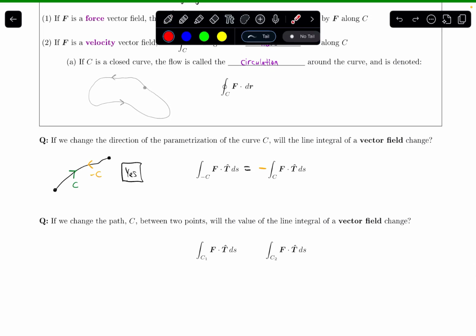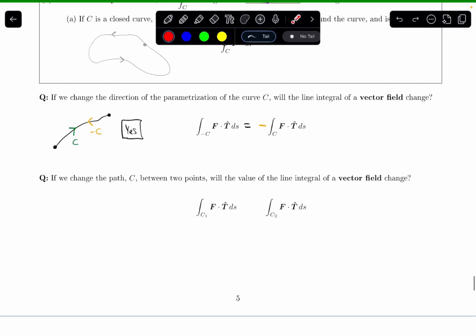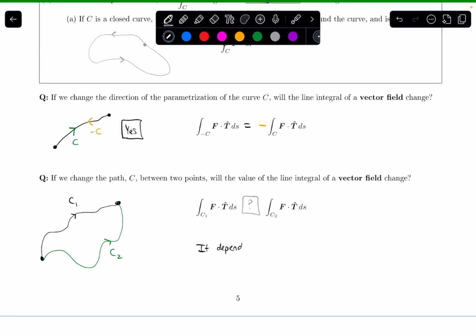And the next question is, if we change our path between the 2 points, will the value of the line integral change? Well, if I have 2 points, and I take one path, I'm going to call this one C1, and then I take some other path, in a different color, and I call this one C2. Well, the line integral of our vector field along the first path and along the second path may or may not be the same. I'll put a little box and a question mark. The answer to this is it depends. We'll explore this more in section 16.3.